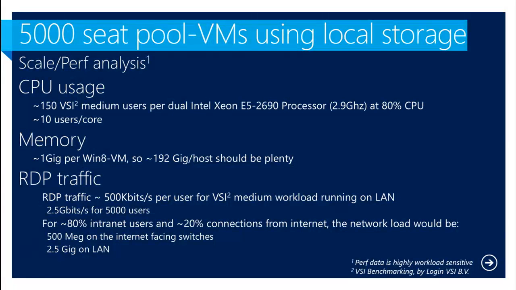Okay? And the memory consumed, the VMs we used were Win8, x86 running Office 2013. And 1 gig per VM, and some memory for the hypervisor, and some overhead in case VMs need a little bit more. It says 192 gigs is plenty. The RDP traffic on the LAN from this VSI benchmarking is about 500 kilobits per user. So that says a 5,000 seat deployment will generate only 2.5 gig of RDP traffic to your data center on the switches that are bringing the user traffic, the RDP traffic, into your data center.